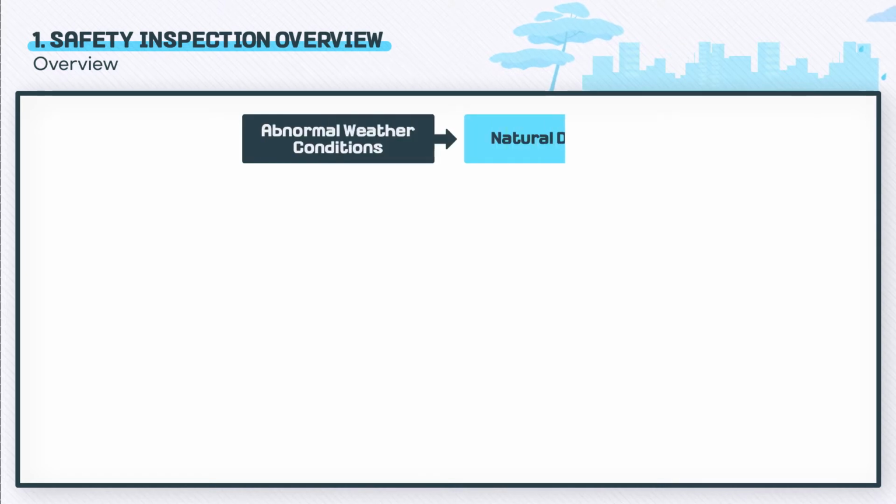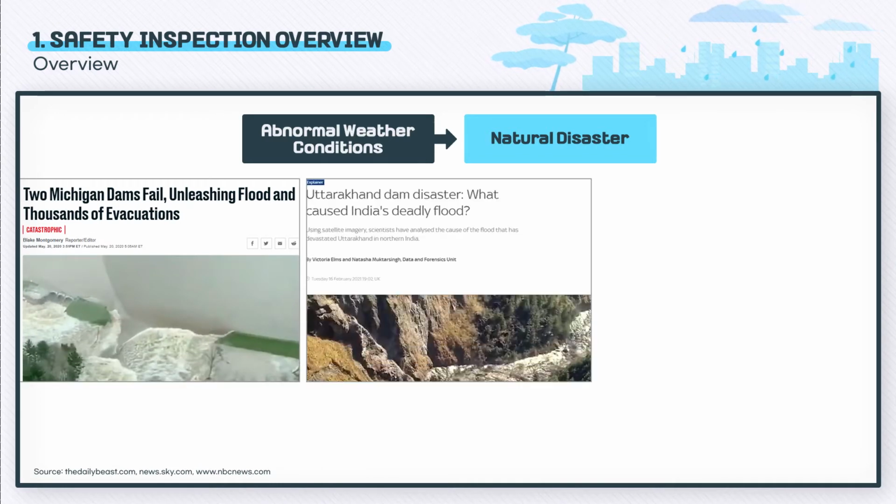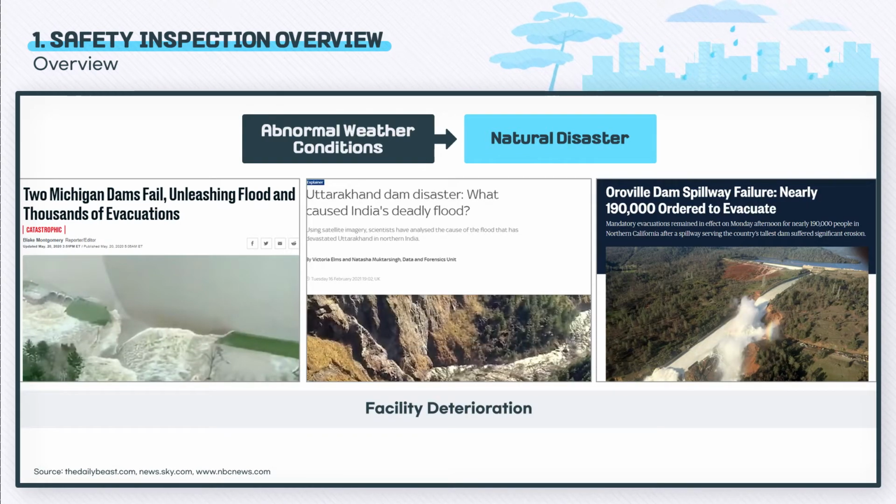The first section of this presentation will provide an overview of safety inspections. Recently, due to abnormal weather conditions that are occurring globally, the intensity and frequency of natural disasters has increased dramatically and have resulted in catastrophic damages and losses of life. Furthermore, the deterioration of dam facilities is also continuously increasing.